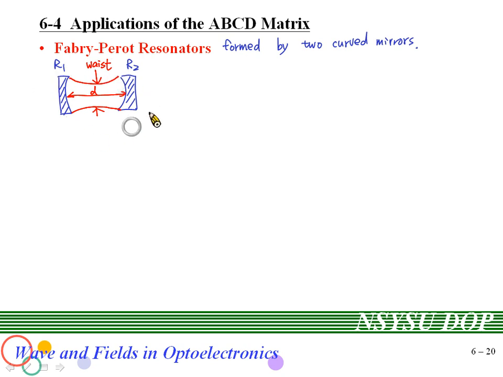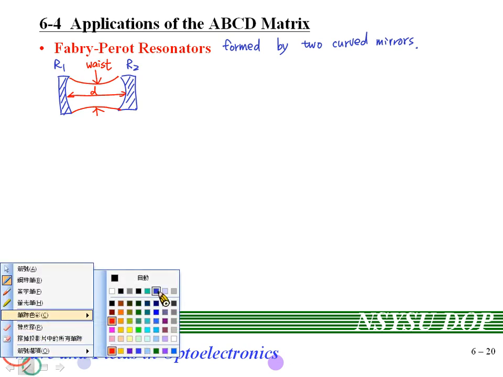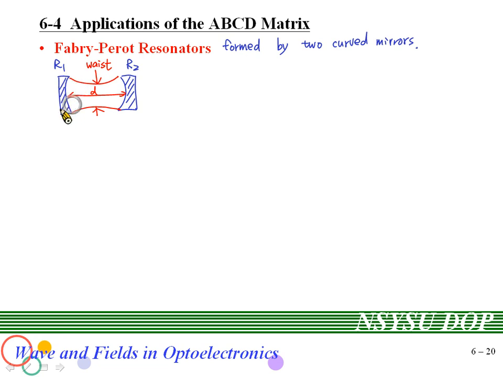Consider the Fabry-Perot resonator formed by these two curved mirrors. You can see that the Gaussian beam first hits the R1 mirror and goes backward, propagates a distance of d, then hits the R2 mirror and goes backward again, and propagates another distance of d to mirror 1, and repeats the process again and again to form a resonator. So, the whole process can be considered as follows.